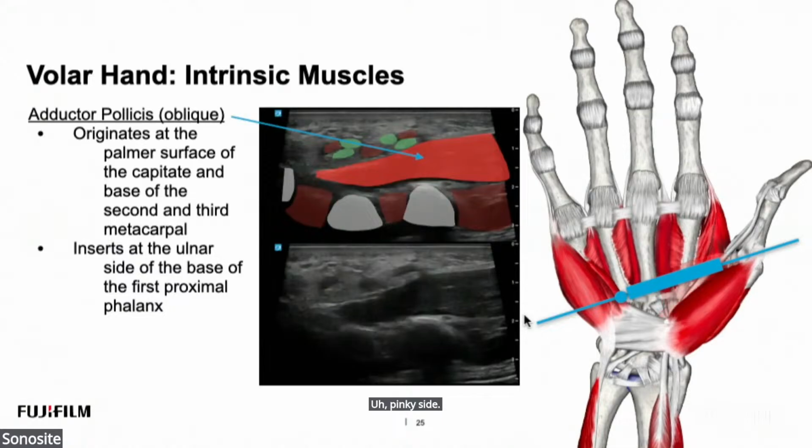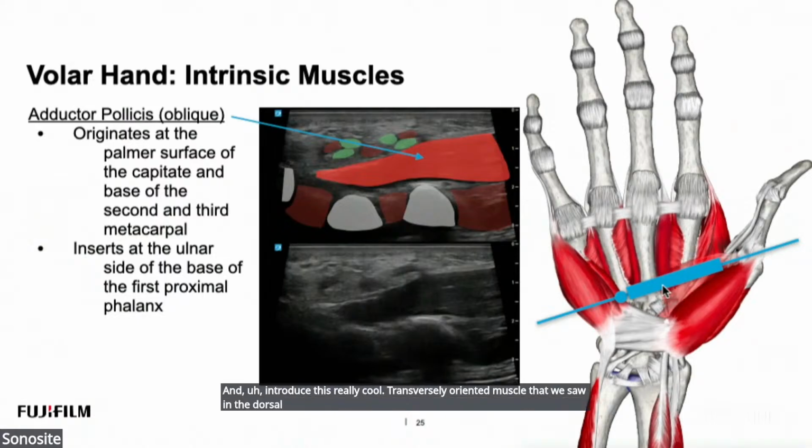All right, so now that we've built up the walls of the palm of the hand, we're going to go through the middle of the hand now and introduce this really cool transversely oriented muscle that we saw in the dorsal hand as a landmark. So this is the oblique head.